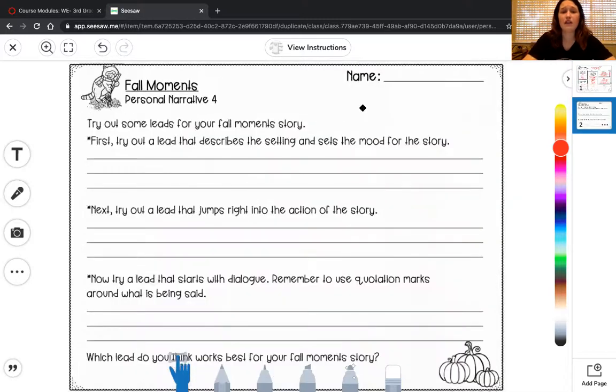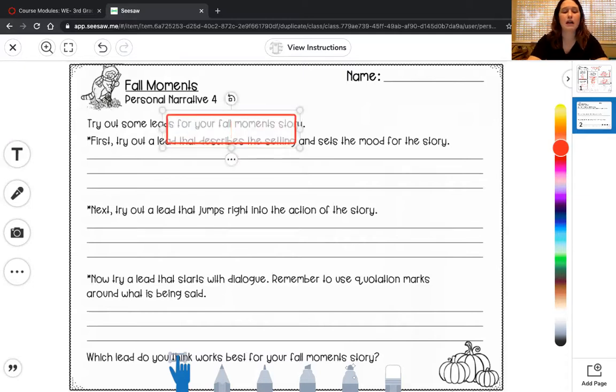All right, then you're gonna go to the second page. This second page is all about leads, okay? So remember, in our writing journal, we wrote all about leads, about hooks. Leads are the same thing as hooks, okay? So if you remember, this one says, try out some leads for your fall moment story. First, try out a lead that describes setting and sets the mood for the story.